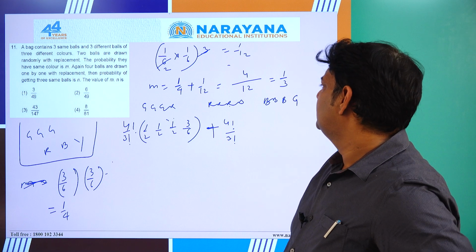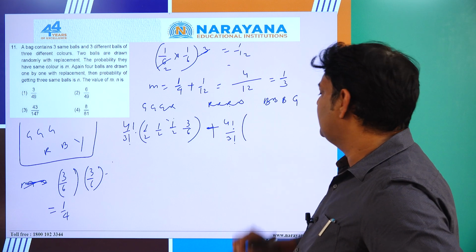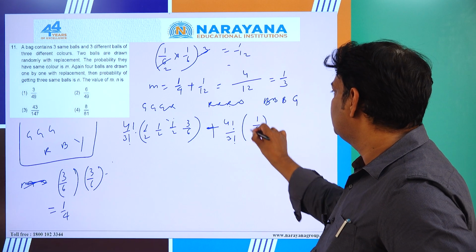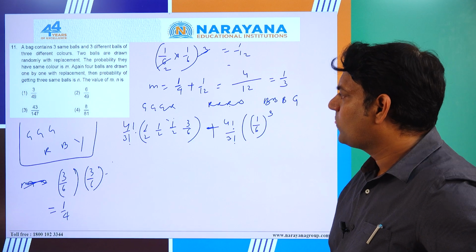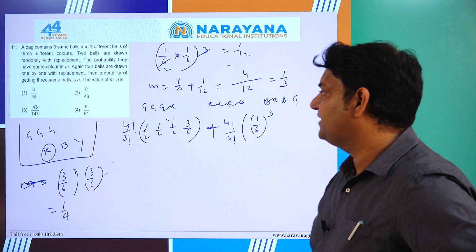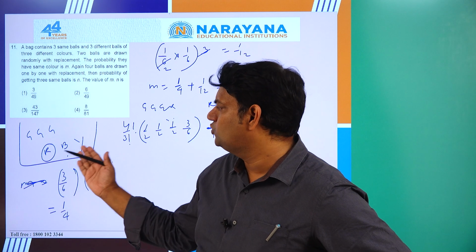Okay, now come on, tell me, what is the probability that red will come? 1 by 6. 1 by 6 how many times? 3 times. So red came 3 times. Now the next last outcome should not be red. Should not be red means it may be blue or yellow or green.